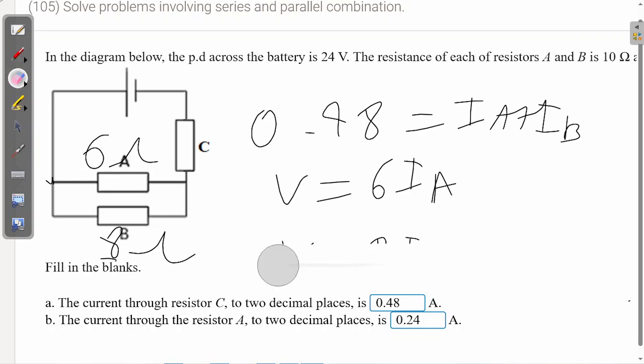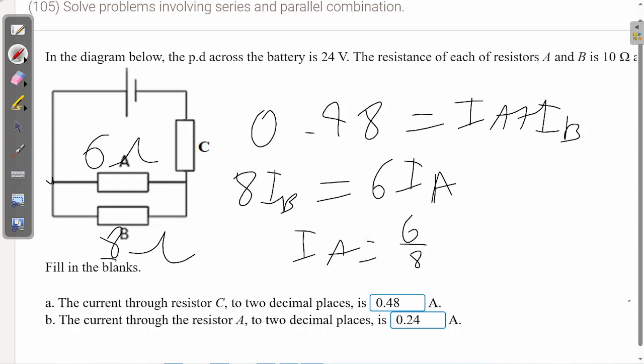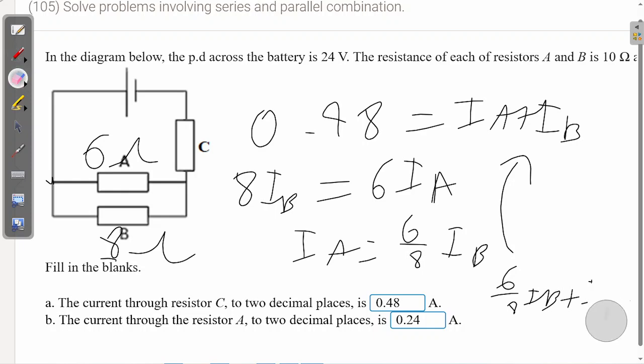You make these equal, get 8 I_B is equal to 6 I_A. Isolate one of them, so let's say I_A is equal to 6 over 8 I_B. We substitute in this equation, you get 6/8 I_B plus I_B is equal to 0.48. This is easy, since there is one variable, you can just find the current that way. But since it's equal resistance, you don't need to do all this.